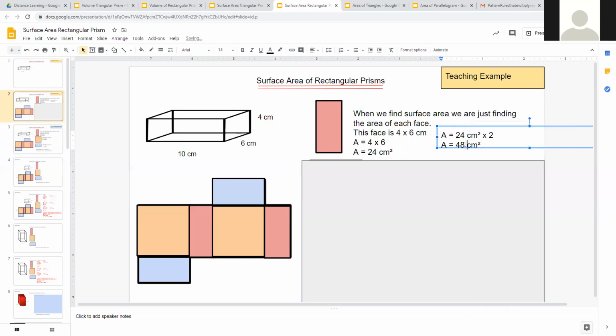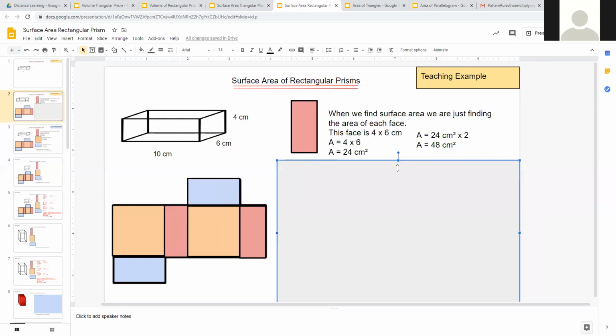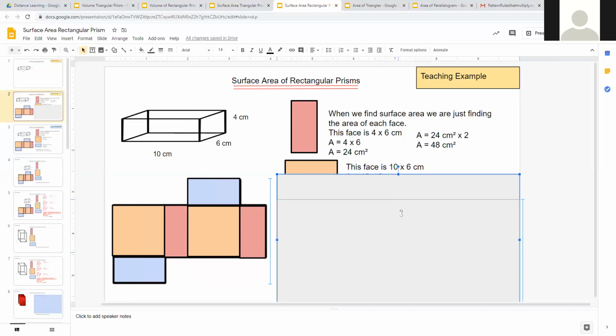Okay. So we need to make sure that we multiply by 2 when we're finding surface area if that face has an identical opposite. And it should. So then we want to find the area of the orange shape. And if you're looking at that orange face, we know that it's the big piece on top. So we know it's going to be 10 by 6 because that's what it shows on there. And we're going to do our calculations.